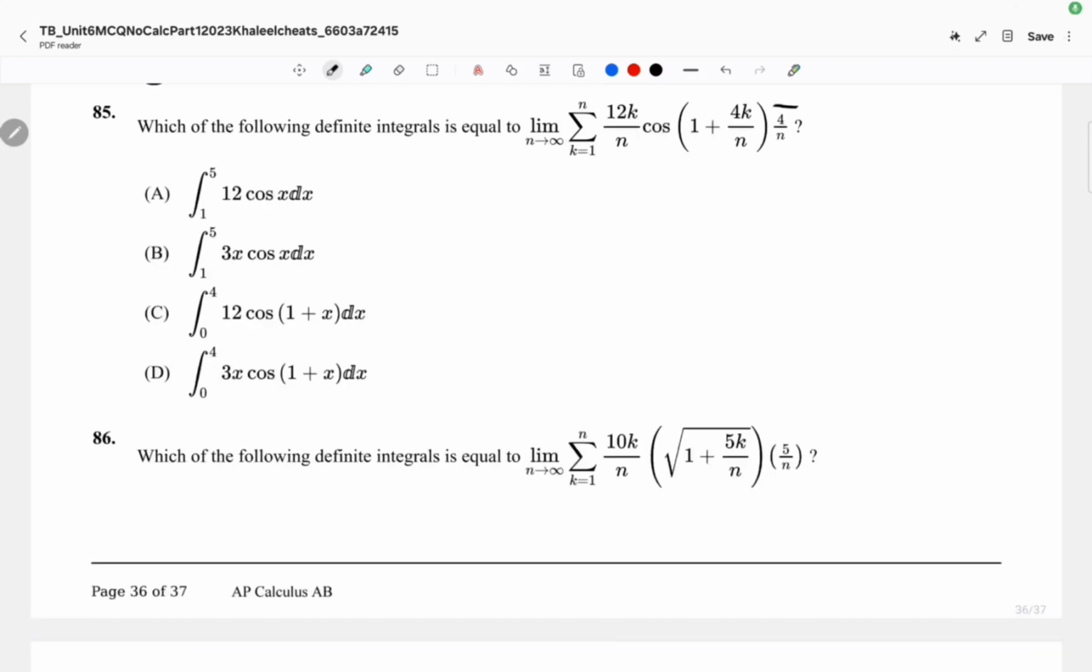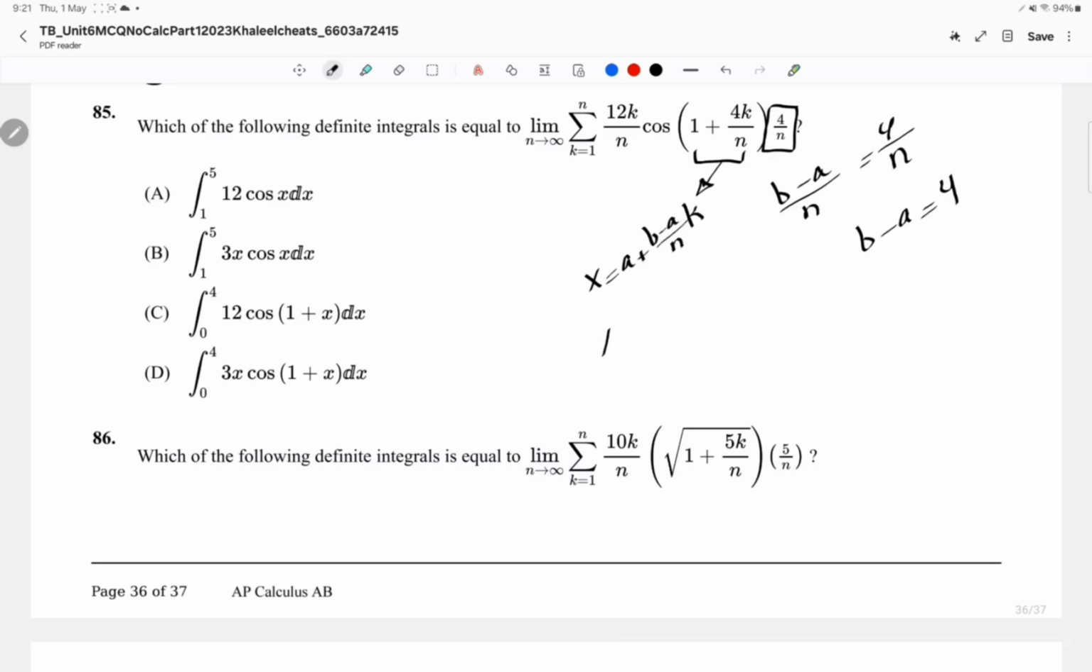So let's start with the 4 over n. That means b minus a over n is equal to 4 over n. That means that b minus a is equal to 4. And as of the second, all of them have b minus a equal to 4. Okay, let's see what's happening here. So this would be x. x is equal to a plus b minus a over nk. x is equal to 1 plus 4 over nk.